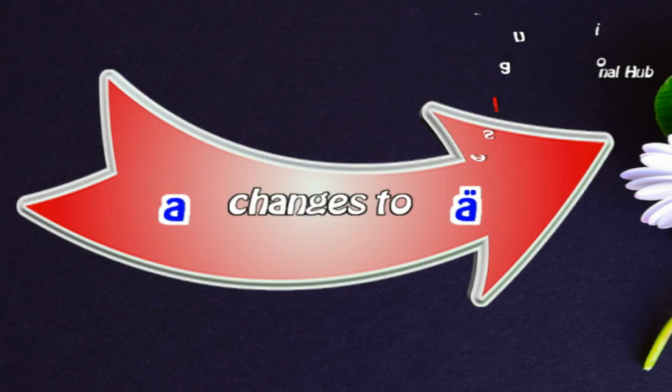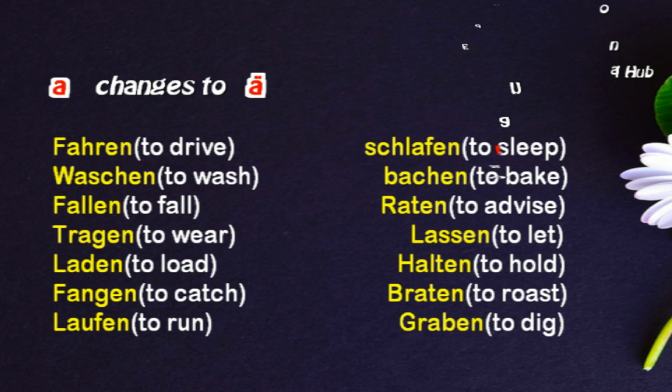First type of verbs where a changes to ä. So for example, there are so many verbs here: fahren, schlafen, waschen, backen, fallen, raten, tragen, lassen, laden, halten, fangen, braten, laufen and graben. In all these verbs, a changes to ä.